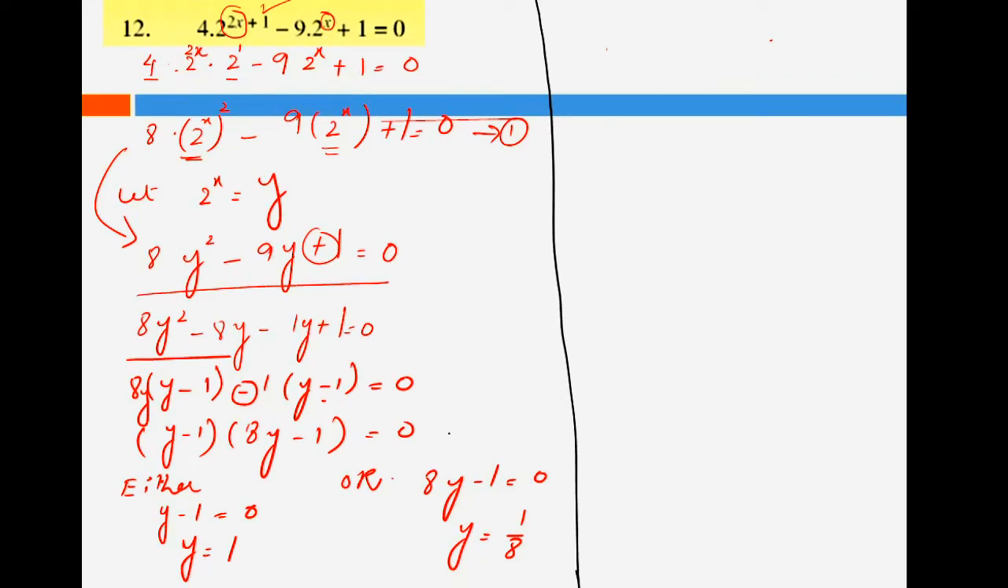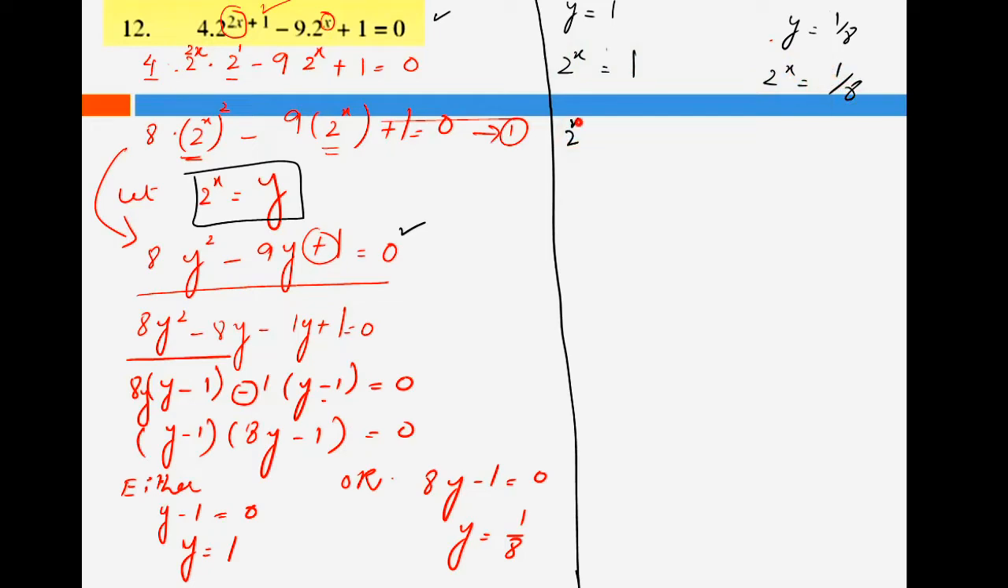Now these two values, y is equal to 1 upon 8 and y is equal to 1, are solutions of this quadratic equation, but we want the solution of this exponential equation. We have taken y as 2 raised to the power x. So we had y is equal to 1 and y is equal to 1 upon 8. Resubstitute the value of y: 2^x is equal to 1, and 2^x is equal to 1 upon 8.